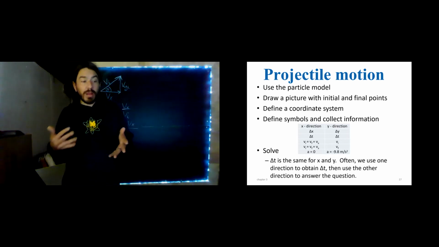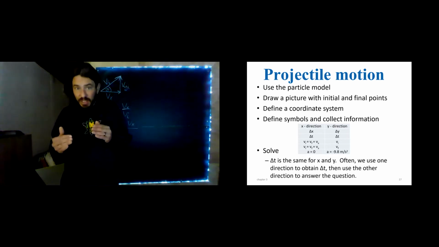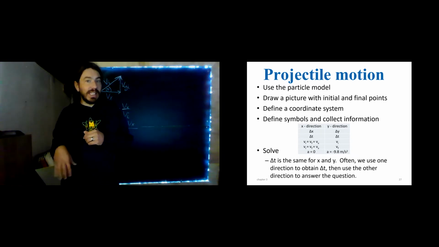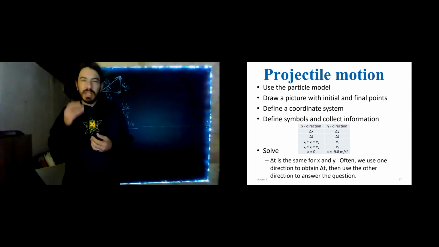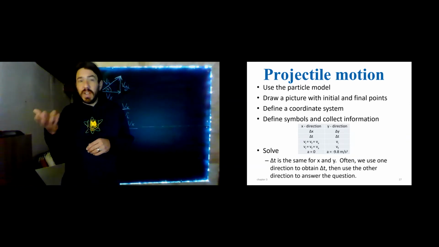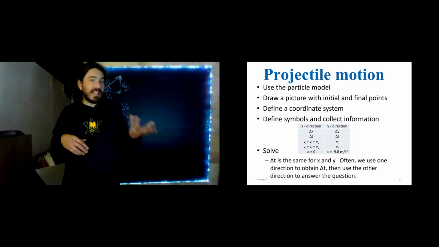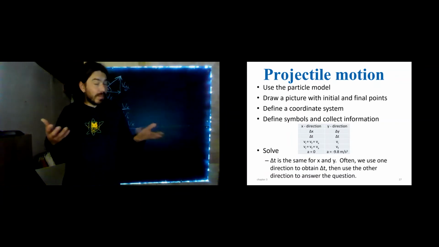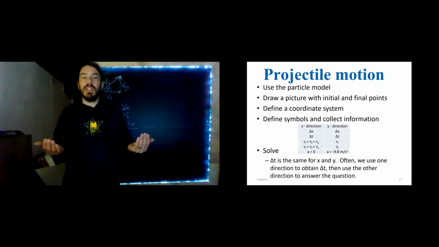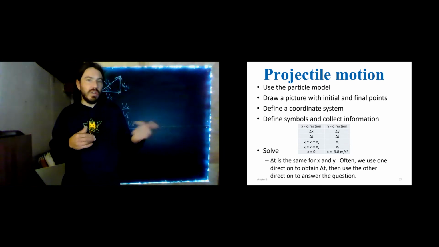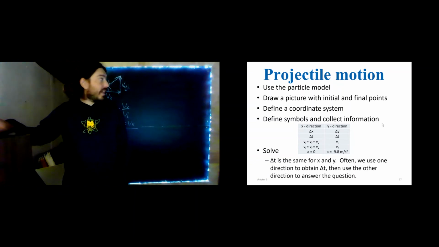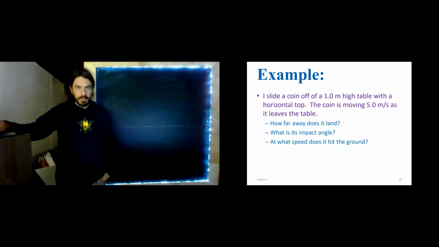Okay, so our general problem-solving strategy often is we're going to use one direction, x or y, to obtain delta t, and then move to the other side to answer the question. Now, that doesn't work every single time, but it's often a good strategy. And the thing that works every time is we just figure out what we can in one dimension, and then use that to help us figure out what else we need in the other dimension. But we can really treat them separately, and the other thing that always works is delta t is really the link that connects the x to the y. Well, I think we should just dive in and try an example.